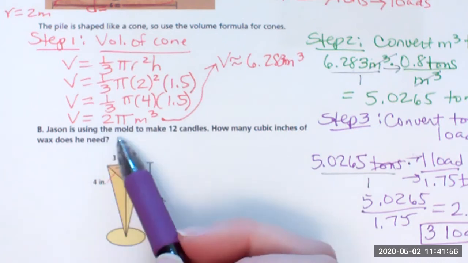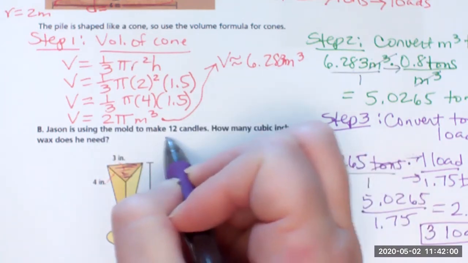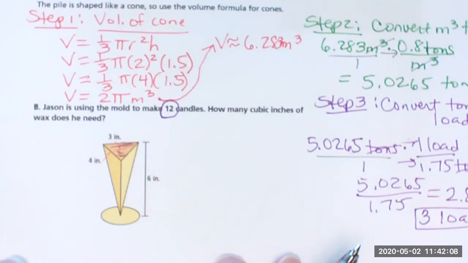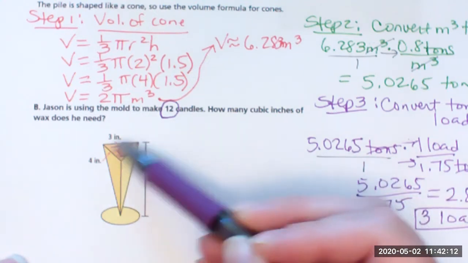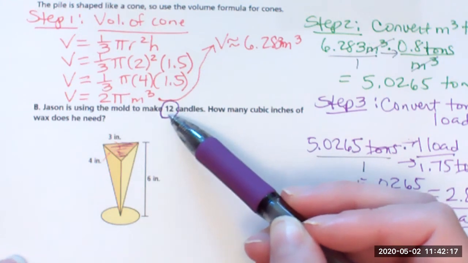Jason is using the mold to make 12 candles. Okay, so notice he's making 12 candles. How many cubic inches of wax does he need? Okay, so again, you have to think of this in 2 steps, because step 1, you need to know what the volume is for 1 candle, but then in step 2, you'll have to multiply by 12 because there are going to be 12 candles.